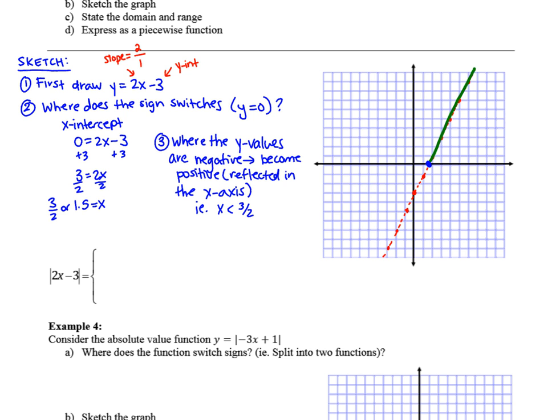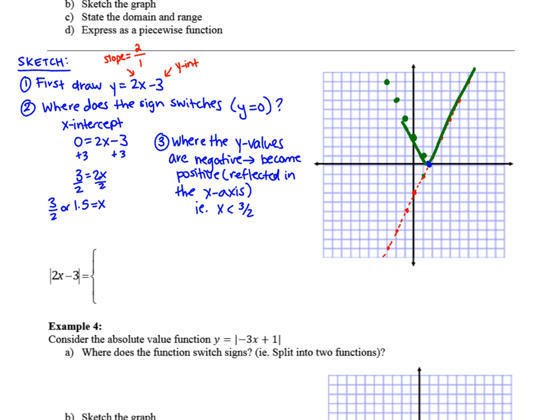Where the y values are negative on the original function before the absolute value, the equation y equals 2x minus 3, they're going to become positive now. Because if you take an absolute value of a negative, it becomes positive. So we're reflecting that in the x-axis. When x is less than 3/2, this point right down here is now up here. We're literally doing a reflection. The y-intercept of -3 is now 3. This point here of -5, -1, is -1, 5. All these points are reflected.